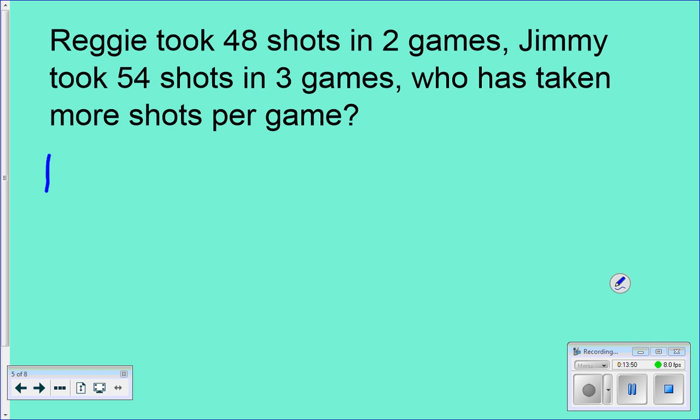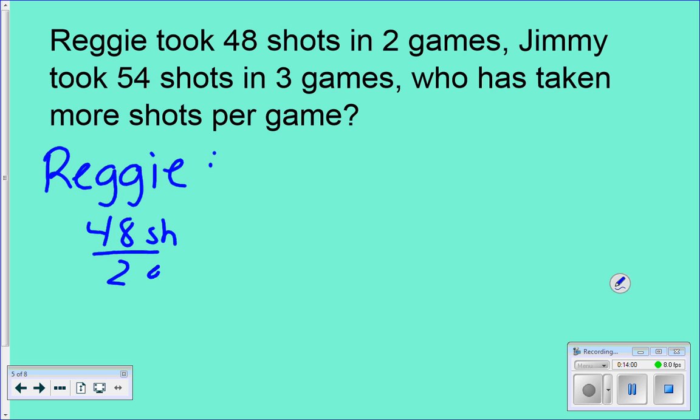So let's start with Reggie. What am I going to do with Reggie? What am I going to start with him? Jasmine? Yep, so 48 shots, 2 games. So in 1 game, he takes how many shots? Can you do that in your head? 24. So Reggie takes 24 shots per game.